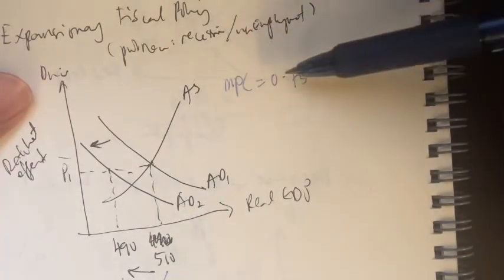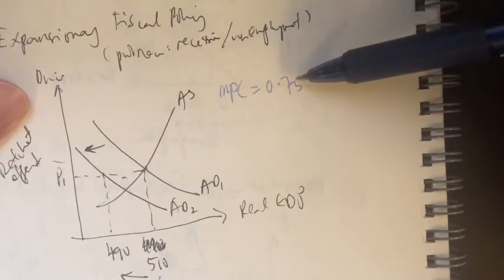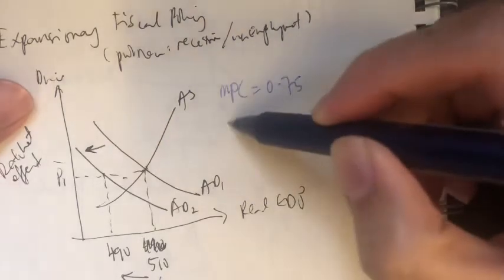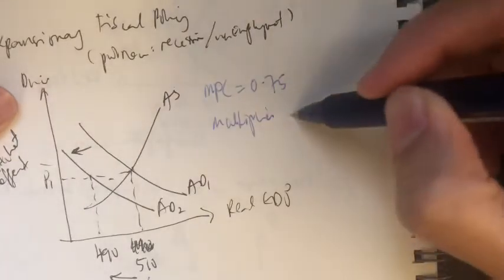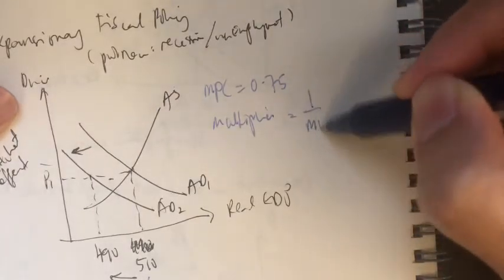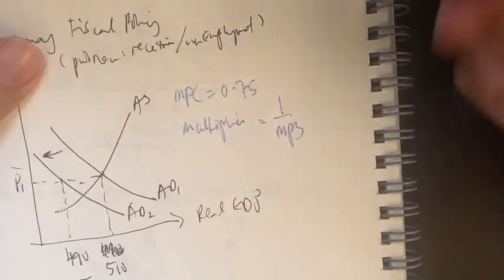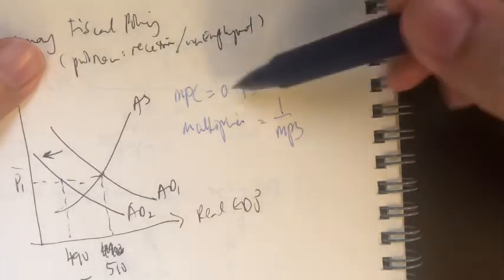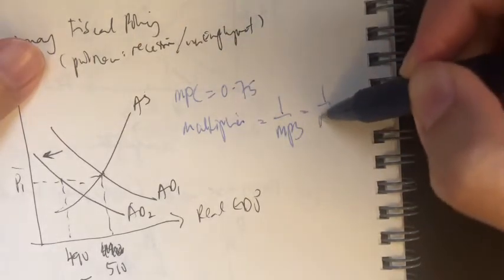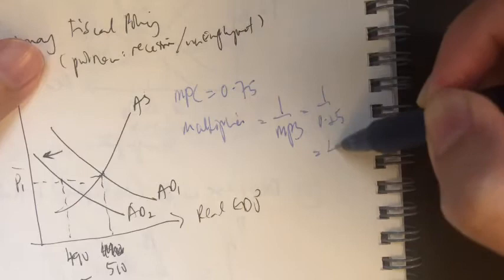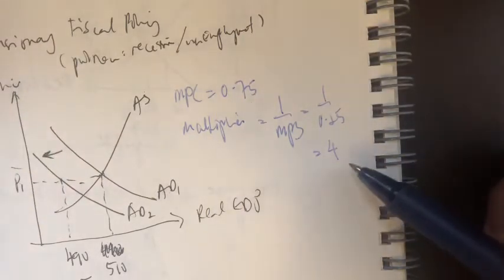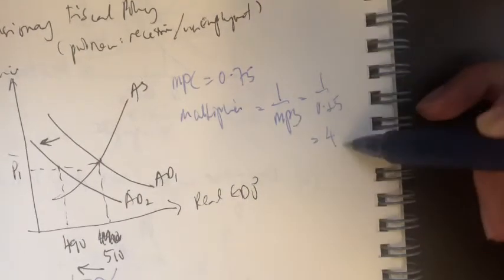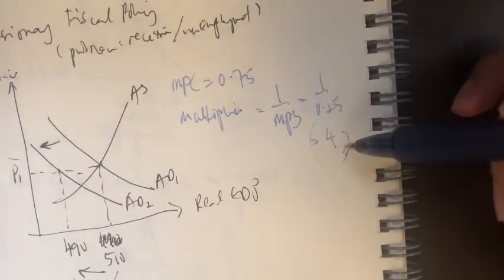So why do you think they gave you the MPC? It is to find the multiplier. So how much is the multiplier in this economy? Remember, the multiplier is 1 over MPS. MPS is 1 minus MPC, so it's 1 over 0.25. So we can get 4. So in this economy, the multiplier is 4. Remember that. Why do we need to remember this? I'll show you in a bit.